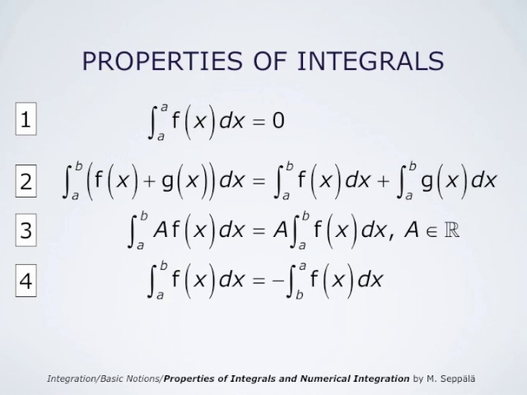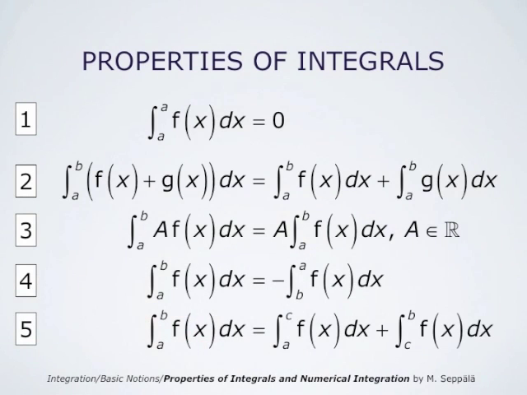The fourth property was that the integral from a to b of f(x) dx is the negative of the integral from b to a of f(x) dx. And finally, the fifth property was that the integral from a to b of f(x) dx equals the integral from a to c plus the integral from c to b of the same function.